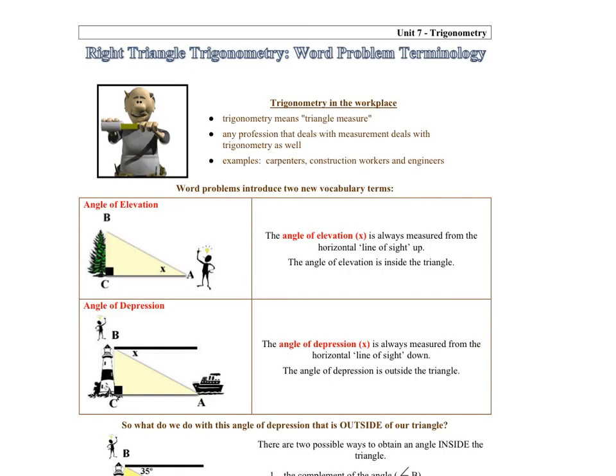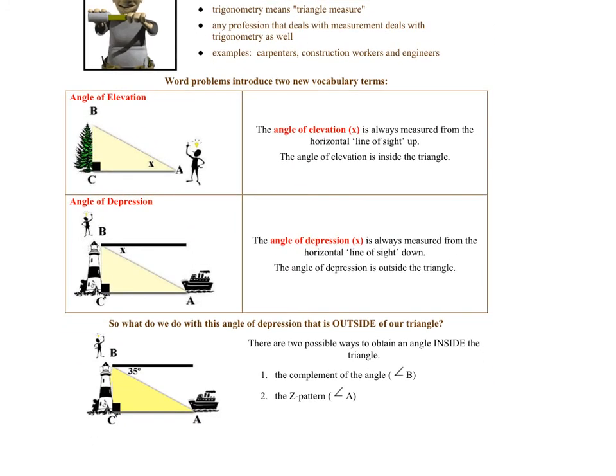So I want you to read over this handout, but I do want to go over again this angle of elevation and depression that I mentioned in the previous example. So your angle of elevation is always measured from the horizontal line of sight up. This is the direction you'd be looking if you were on the ground and you're looking up to an object. So the angle that is formed right here, that is your angle of elevation.